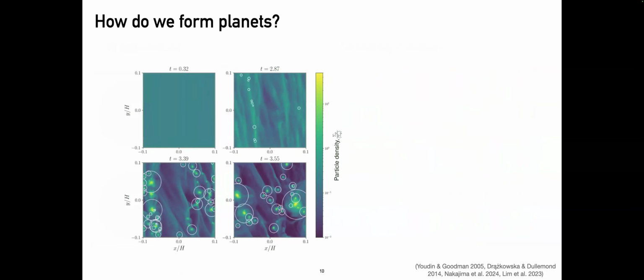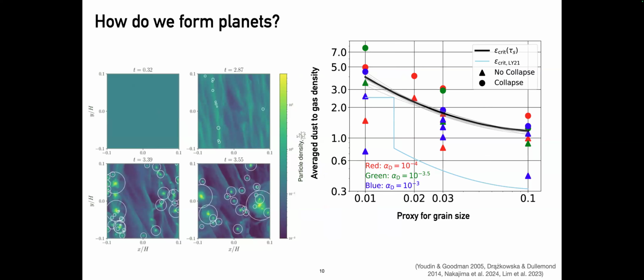So the streaming instability also has some limitations though. And the big one, broadly speaking, is that the streaming instability does not work very well or very fast in the conditions that a protoplanetary disk tends to find itself in.